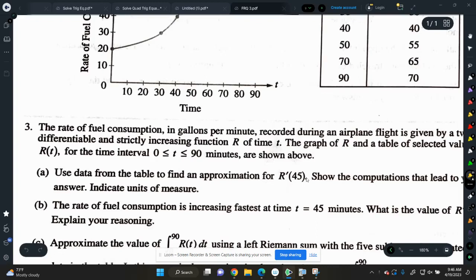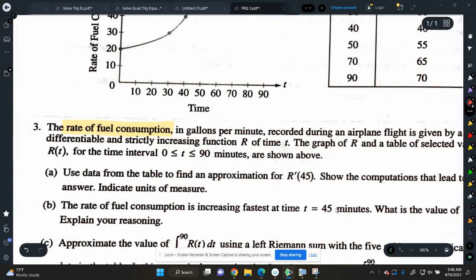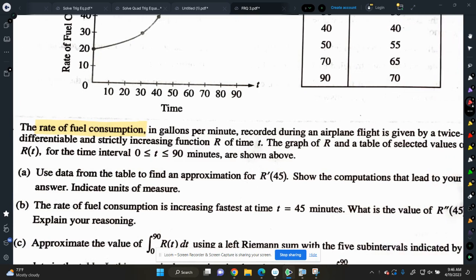Of fuel consumption. So it's very important that we recognize that it said rate. So right away I'm thinking, it's going to work just like velocity and distance, right? The rate of fuel consumption in gallons per minute recorded during an airplane flight is given by a twice differentiable and strictly increasing function. If they're telling me that, there's probably some place that's going to be useful.